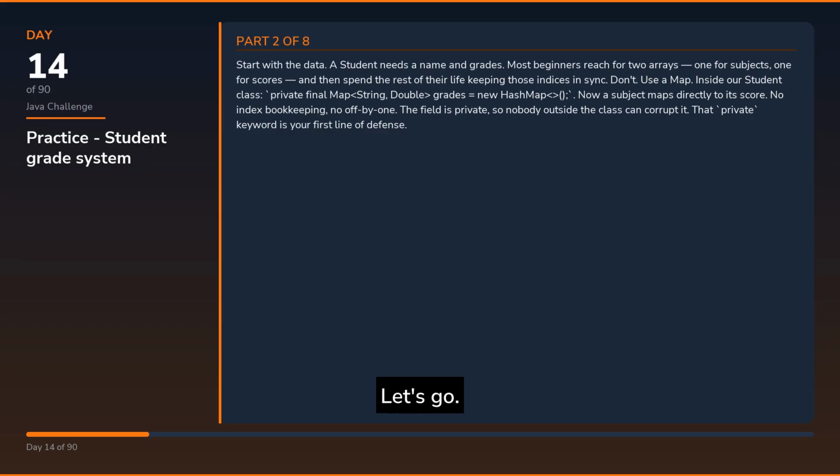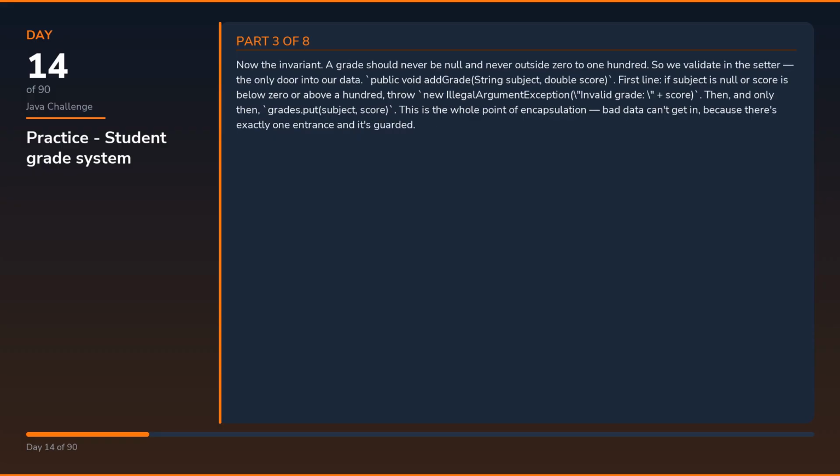The field is private, so nobody outside the class can corrupt it. That private keyword is your first line of defense. Now the invariant. A grade should never be null and never outside 0 to 100. So we validate in the setter, the only door into our data.